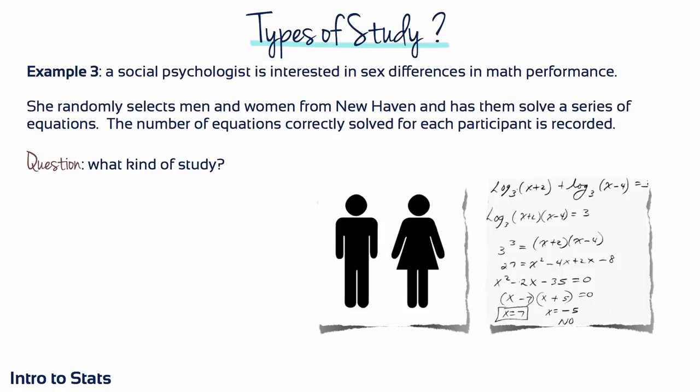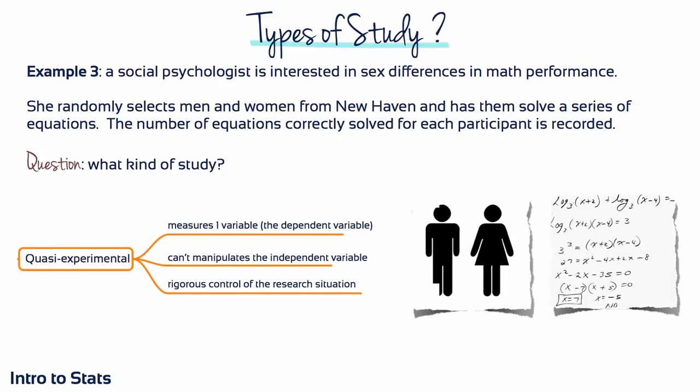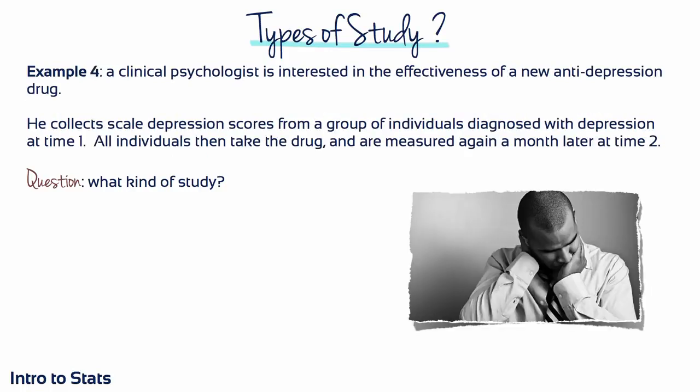Example 3. A social psychologist is interested in sex differences in math performance. She randomly selects men and women from New Haven and has them solve a series of equations. The number of equations correctly solved for each participant is recorded. What kind of study is this? The psychologist is measuring one variable, the number of equations solved correctly. She can't manipulate the pre-existing sex of the subjects. This is a quasi-experimental study.